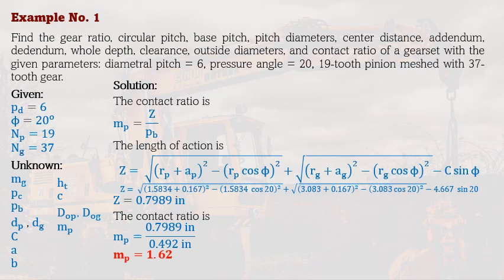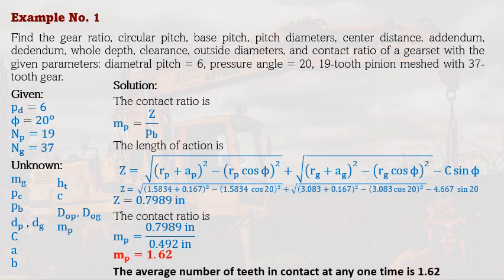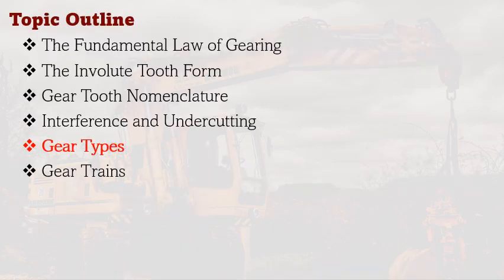So once you already have this parameter, you can also compute the rest of the parameters so that you can draw the complete gear tooth. And then you just mirror those gear teeth so that you can obtain the whole gears. So this will be our lab design in the coming days. So the average number of teeth in contact at any time is 1.62. So it's almost 2 gears contacting at any time.